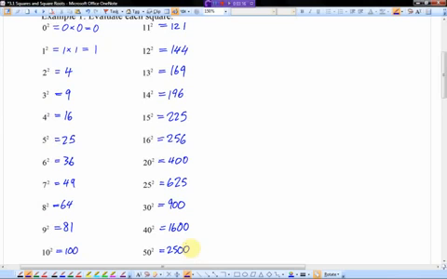So those are a lot of squares that are good to know. Just like your times tables that you've memorized, it's good to memorize these. And as you can see, we've gone beyond 12 squared and added a few extras that will be useful for us.